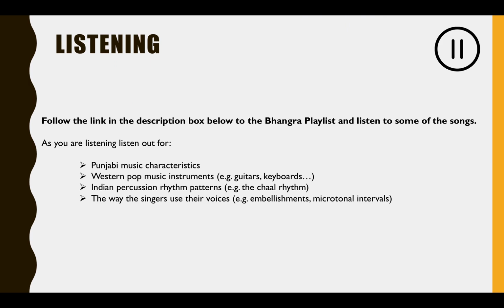So we're going to do another little bit of listening, and this bit is for you to explore. I've put the link to a Bhangra playlist in the description box below. Just while you're listening to different songs, I want you to think, what Punjabi music characteristics can I hear? We looked at them last week. You've got them written down in your books for today as well. Which Western pop music instruments can I see or hear in these videos? Which Indian percussion rhythm patterns, for example the chal rhythm, can I hear or see being played in these videos? And how are the singers using their voices?